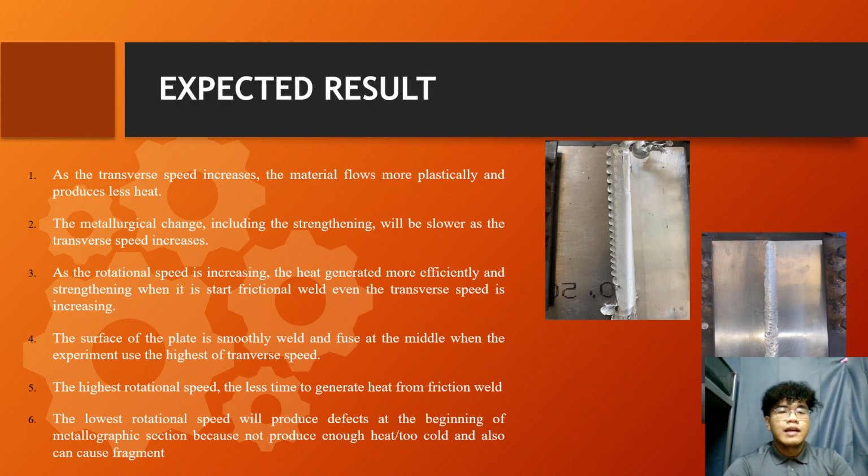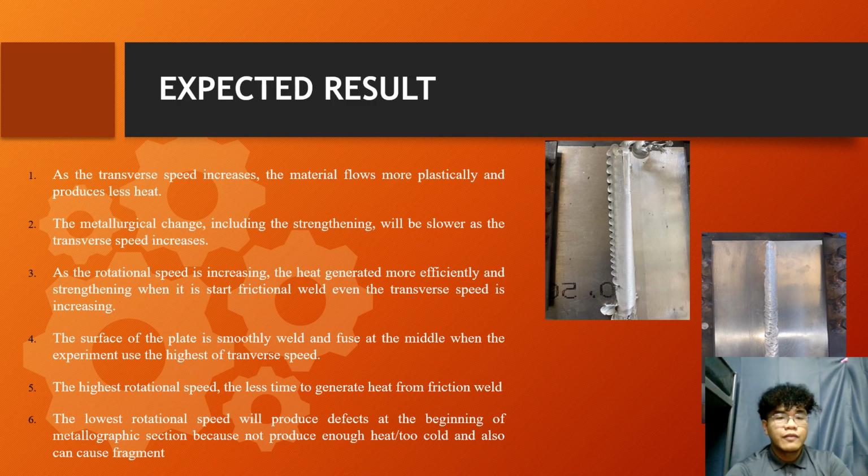Next, we go to the last part, which is the expected result. As the transverse speed increases, the material flows more plastically and produces less heat. This means that when the transverse speed increases, the plate doesn't get enough heat for the stir welding. Second, the metallurgical change, including the strengthening, will be slower as the transverse speed increases. As the rotational speed increases, the heat is generated more efficiently and strengthening starts when frictional heat is produced, even when the transverse speed is increasing.